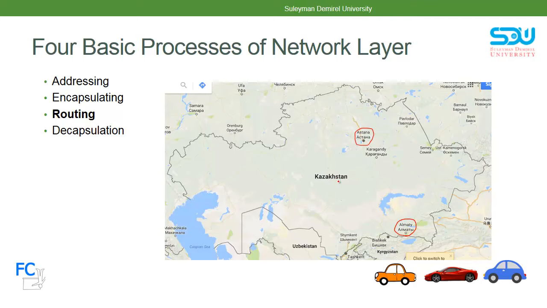By the way, a little bit about our country: Kazakhstan takes ninth place in the world by territory. We are one of the biggest countries, with a population of only about 17 million. The capital is Astana city, and the ex-capital is Almaty city.